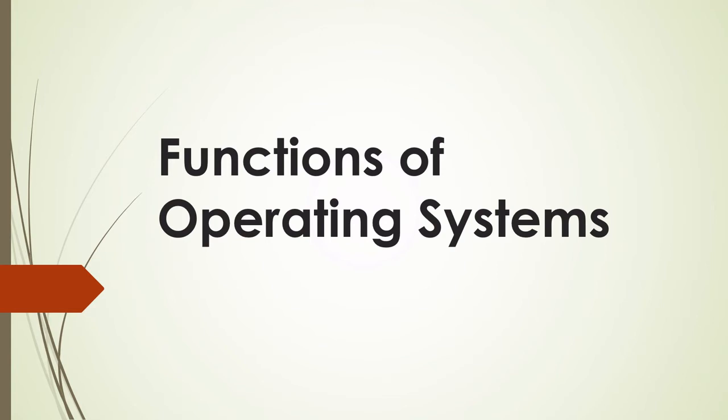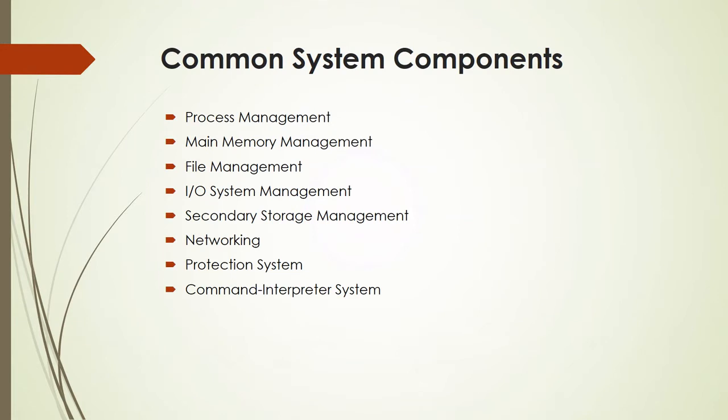So today we will see functions of operating system. Some of the common operating system components are process management, main memory management, file management, input output system management, secondary storage management, networking, protection system, and providing interface for the command interpreter. And these are also called the functions of the operating system. So let us look at each one of them, starting with process management.